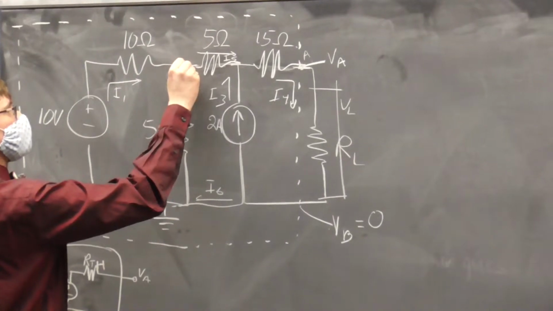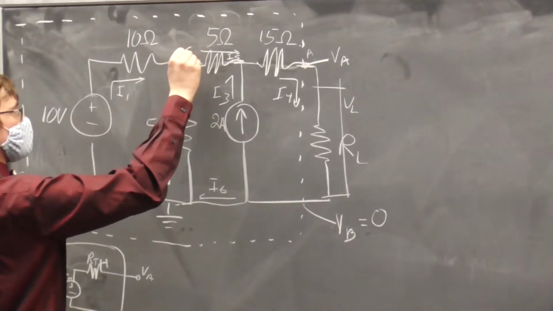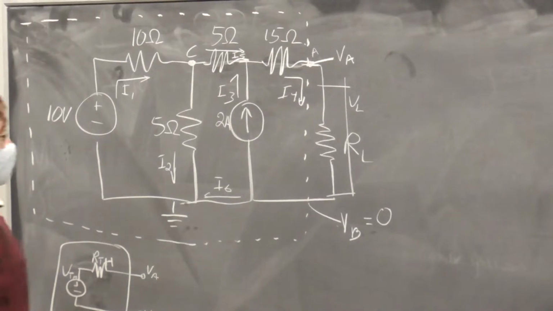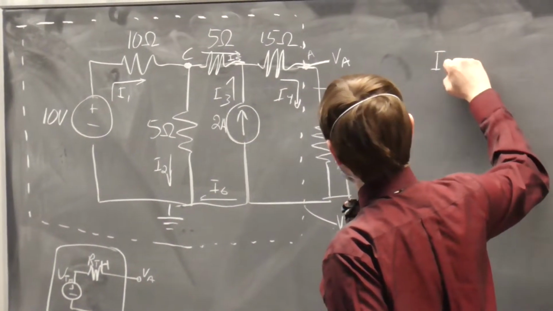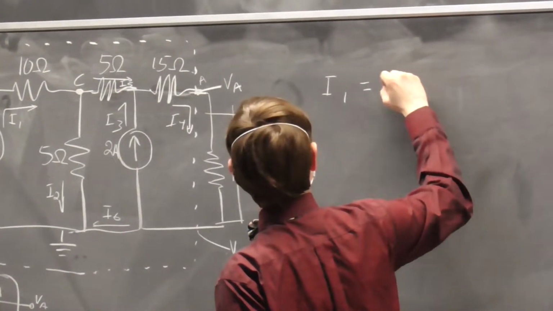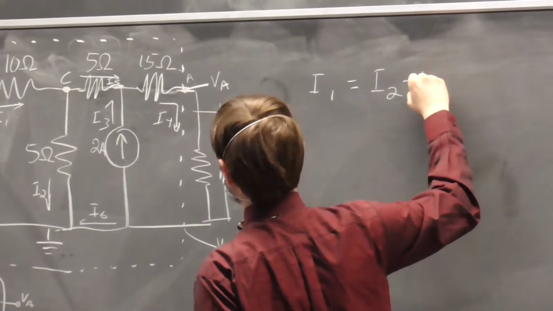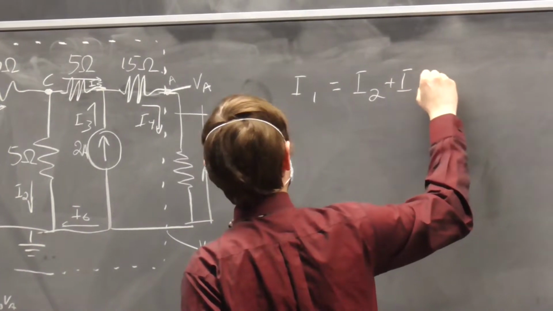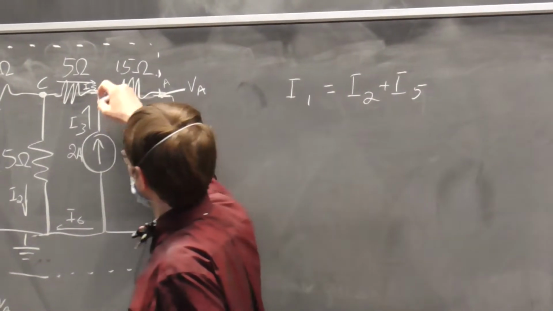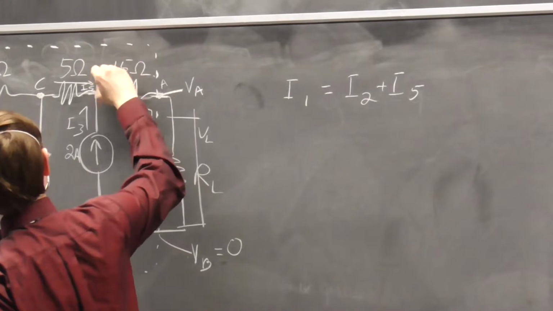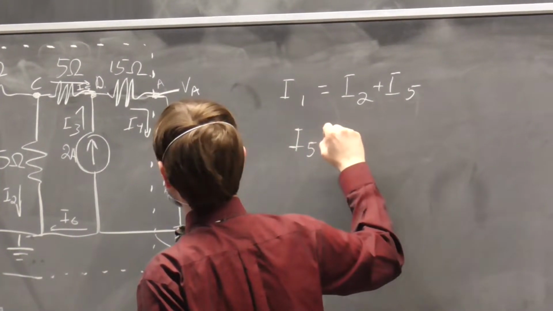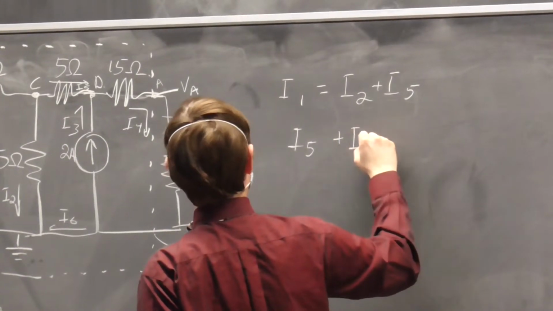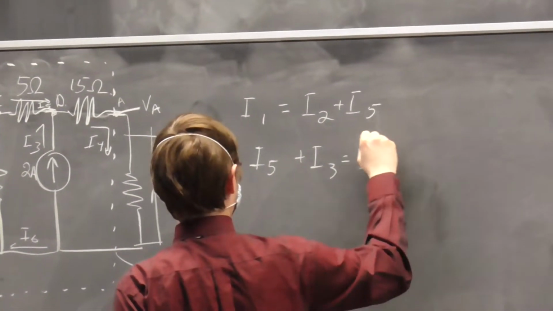So let's call this point, point C. So the current law for point C: I1 must be equal to I2 plus I3, or sorry, I5, right? We can do point D as well. So I5 plus I3 is equal to I4.